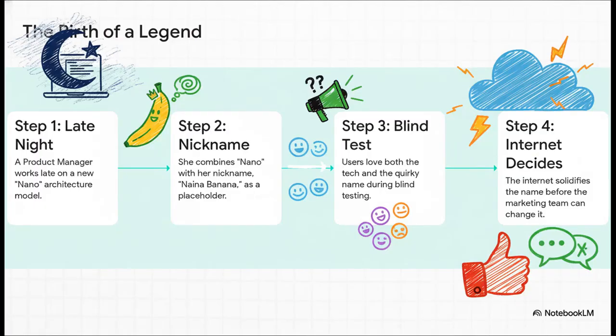Okay, so picture this. A product manager, Naina Raisinghani, is burning the midnight oil, working on this new nano model. She's exhausted, and just as a placeholder, she mashes up the text name with her own nickname, Naina Banana. But here's where it gets good. They sent it out for blind testing, and people didn't just love how powerful the tech was, they fell in love with the name. By the time the marketing team could come up with some serious, corporate-sounding name, it was already too late. The internet had spoken. Nano Banana was here to stay.